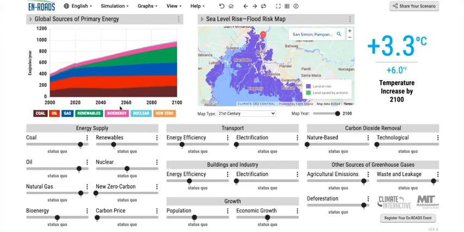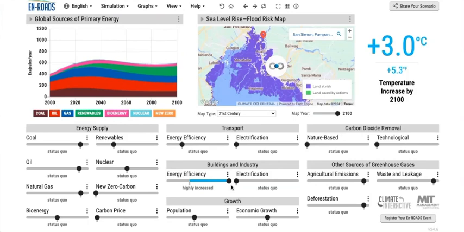I want to show you what happens if, let's start positive. Let's be energy efficient in our buildings. What happens when we're energy efficient? Look at that. The temperature dropped to 3 degrees Celsius by 2100. Now, what happens if we electrify our buildings? So let's use green energy for them. It goes down by another tenth of a degree, right, to 2.9.